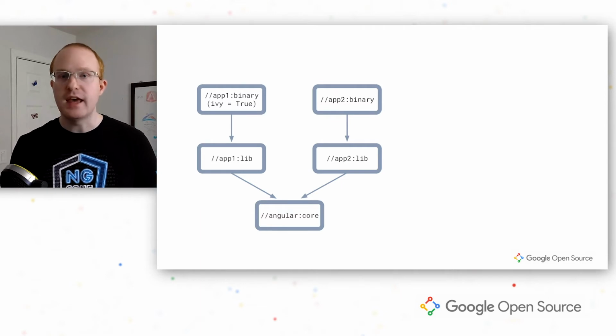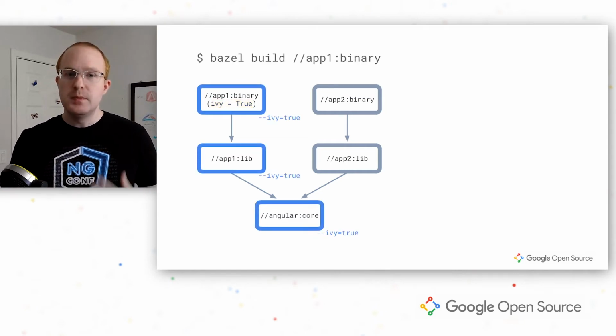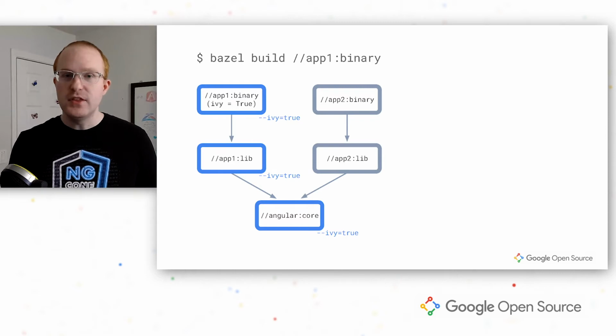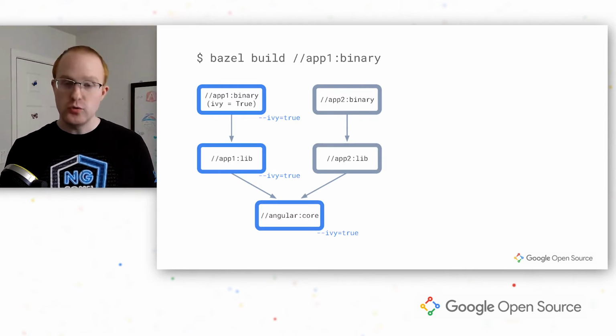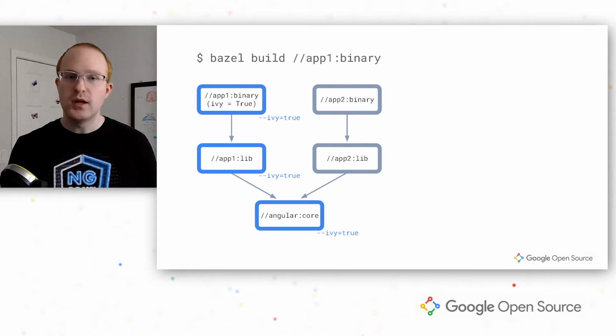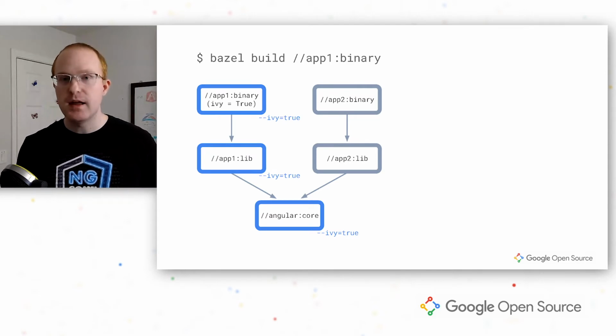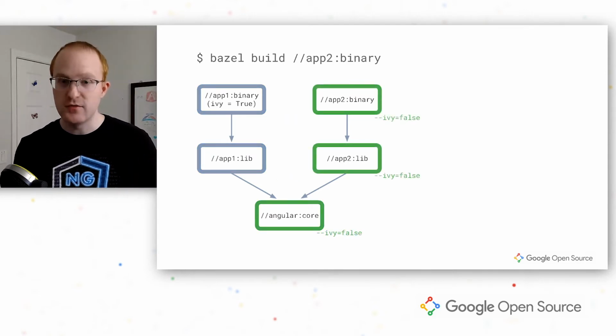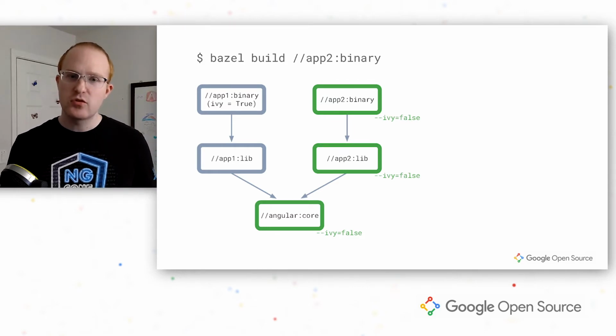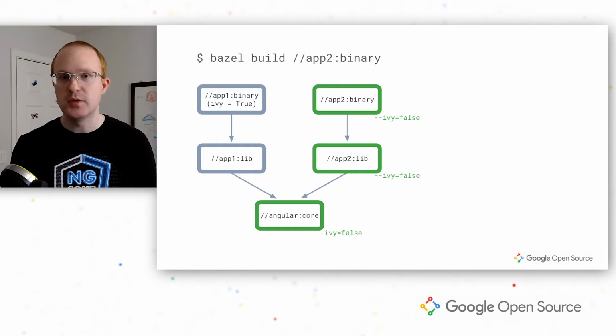What I want to do is add Ivy equals true to the top level application target, just modifying it in one place because I'm a bit lazy. Then, when we Bazel build the first app, it should compile everything with Ivy for itself and all of its transitive dependencies, including Angular Core. However, when I Bazel build the second app, that should compile everything without Ivy, again for itself and all of its transitive dependencies. The lesson here is really that Angular Core doesn't care whether it's built with Ivy or not.